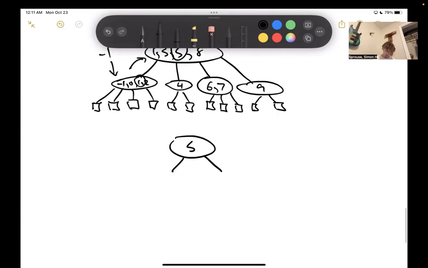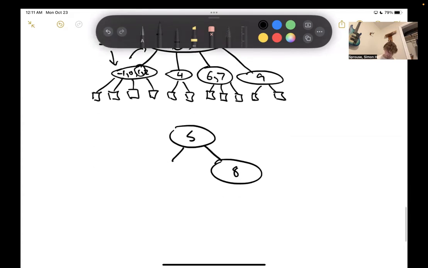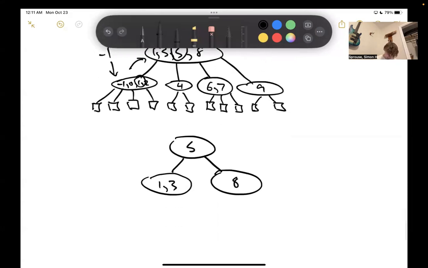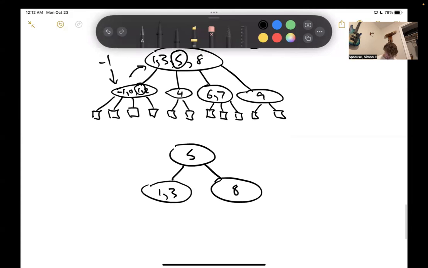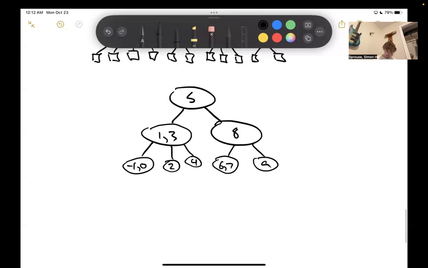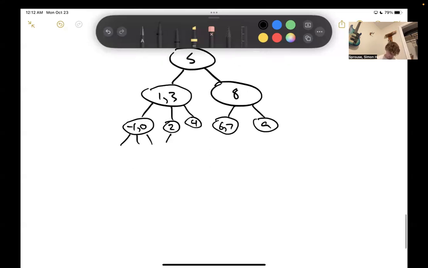And to the left of 5, we're going to have 8. And to the right of 5, we're going to have 1 and 3. The children of 1 and 3 are going to be, see, -1 and 0. And then we're going to have 2. And I think 4 goes here. And then we're going to have 6 and 7. And 9. And then all of these are going to have their respective potential children.